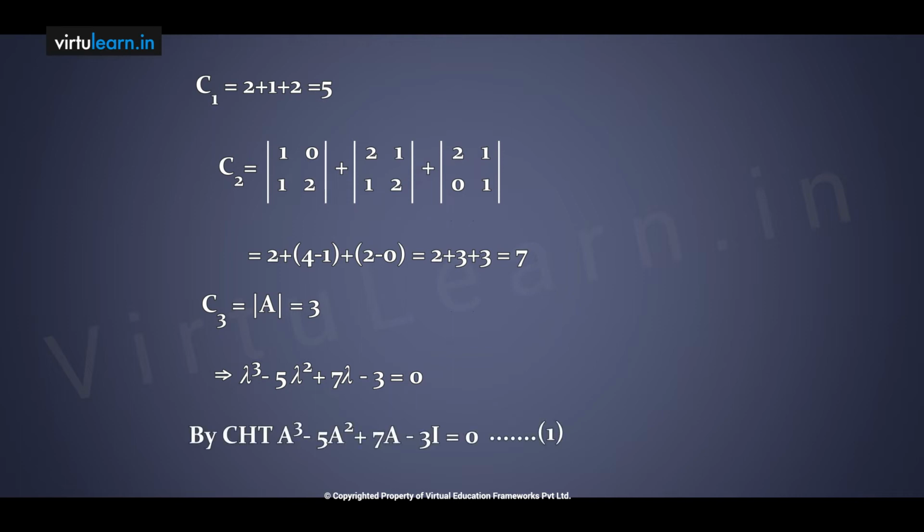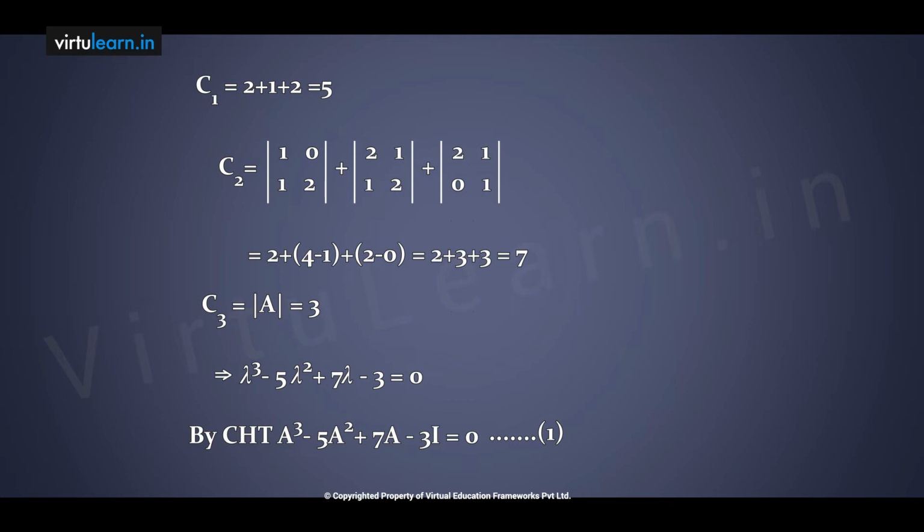By Cayley Hamilton theorem, A cube minus 5A square plus 7A minus 3I equal to 0. Now every square matrix satisfies its characteristic equation. Wherever lambda is there, simply substitute A in place of lambda. The last number 3 is there; instead of that, I am writing 3I, converting that number into a matrix, minus 3I. Now this is equation number 1.